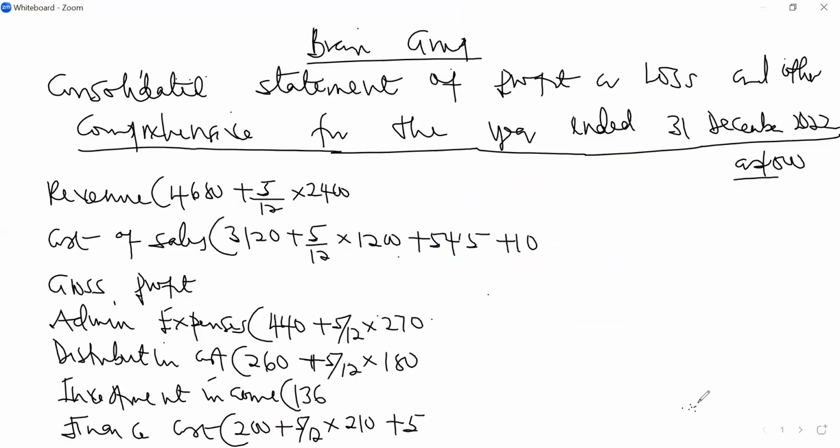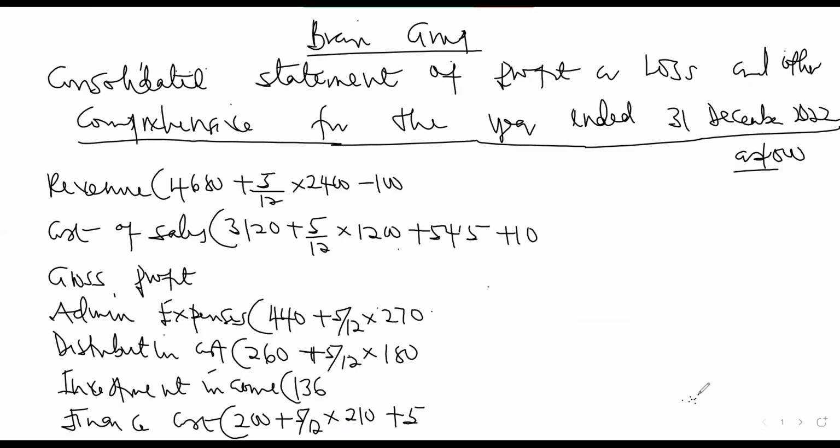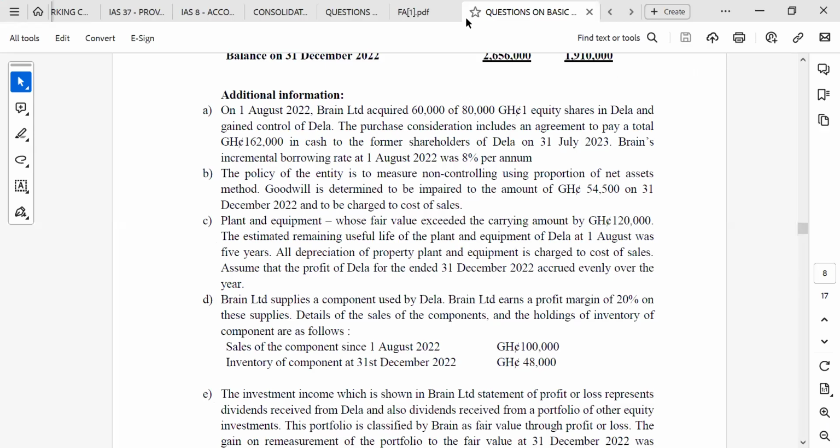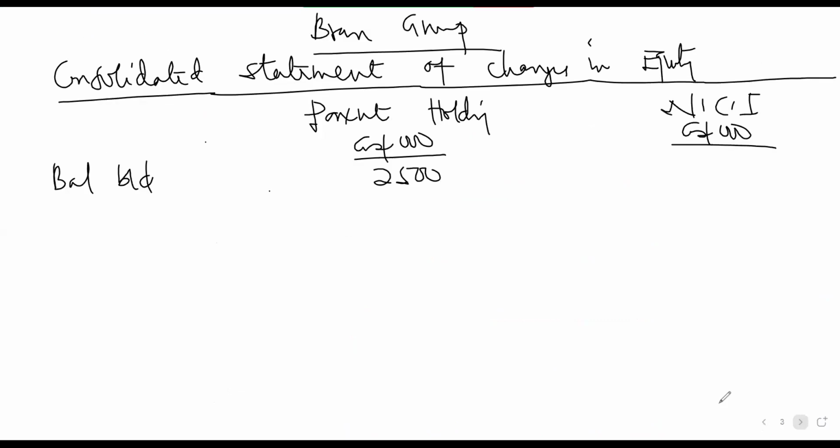So we come here and remove the 100. We remove that from the revenue and cost of sales. But what is going to happen is that we are removing more than we should. So we calculate what we call provision for unrealized profit and add it to the cost of sales. So let's come to provision for unrealized profit. Let me come to the next workings.